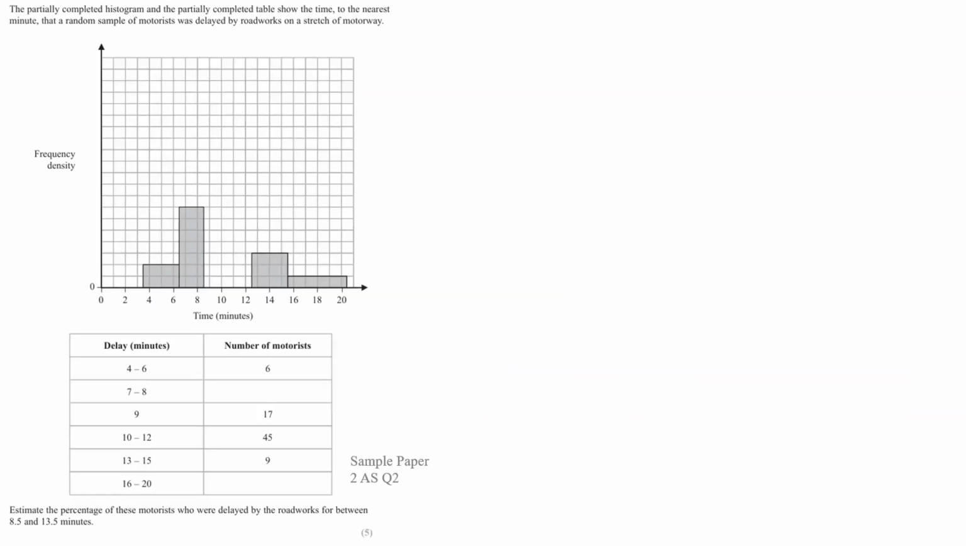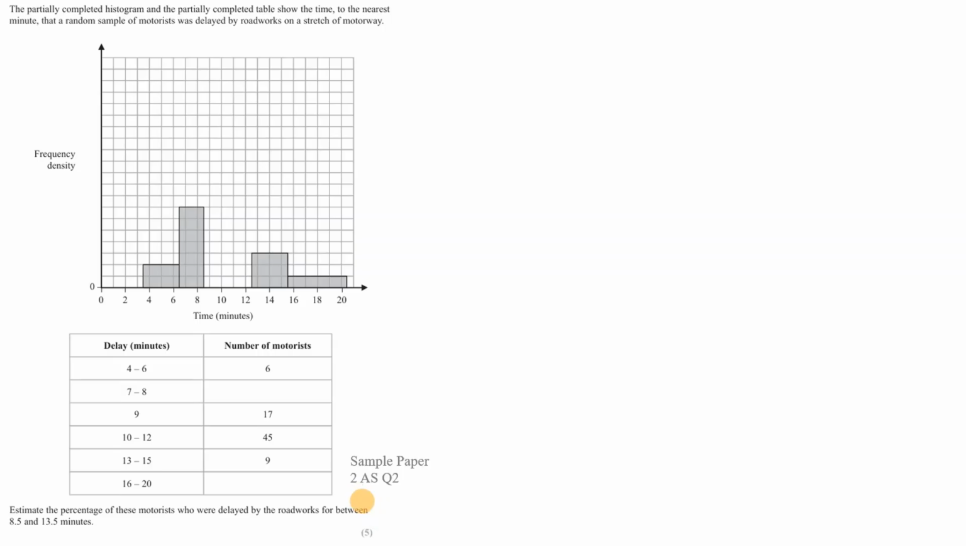Okay, so for this question, we're told the partially completed histogram and the partially completed table show the time to the nearest minute that a random sample of motorists was delayed by roadworks on a stretch of motorway. So we have this histogram here and we have this grouped frequency table, and you can see that for the frequency table we have frequencies missing, and for the histogram we have bars missing here. And we need to estimate the percentage of these motorists who were delayed by the roadworks for between 8.5 and 13.5 minutes for 5 marks.